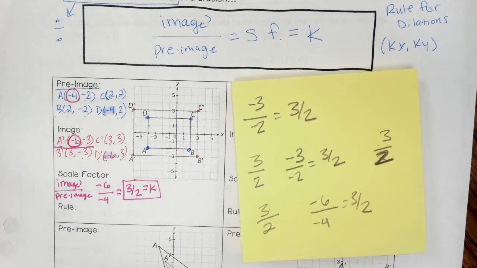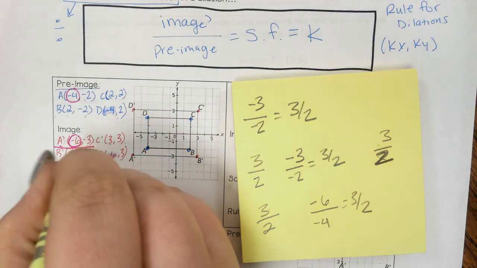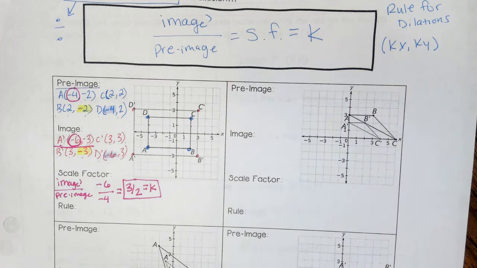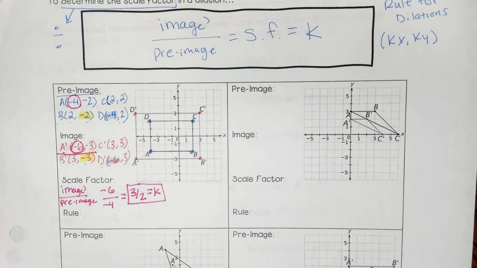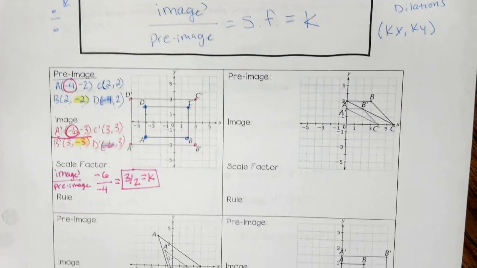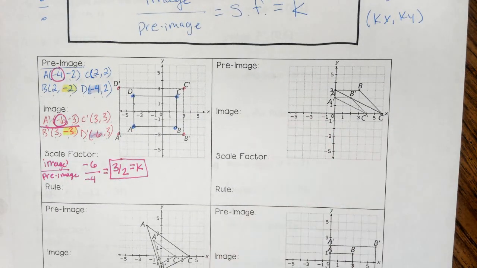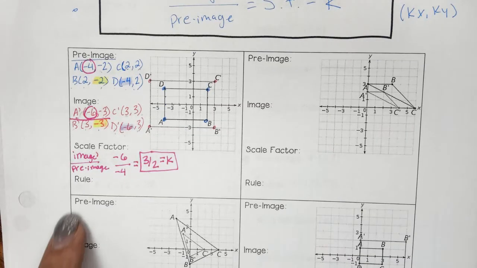You could have picked the -3 from B prime and the -2 from B, and so on. I'm not going to go through all of those again. Now let's look at this example, the one to the right of that. The preimage order, we still have to write the rule.